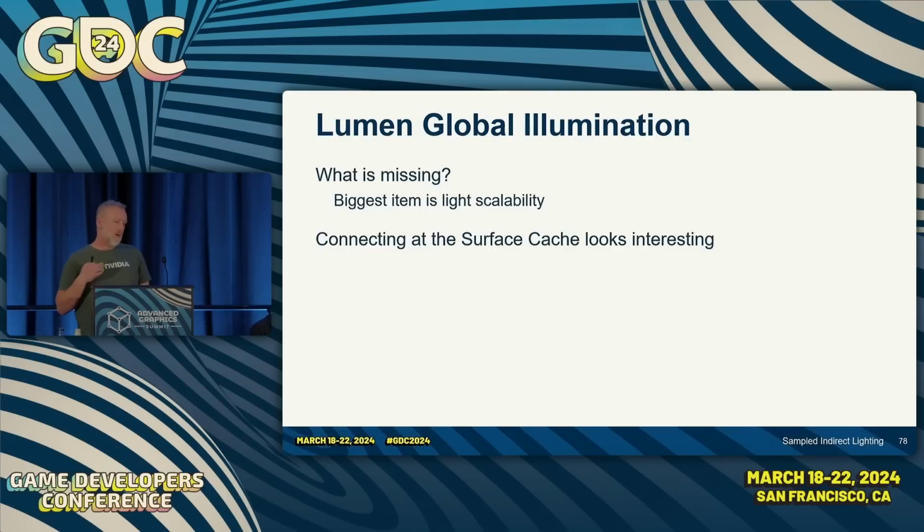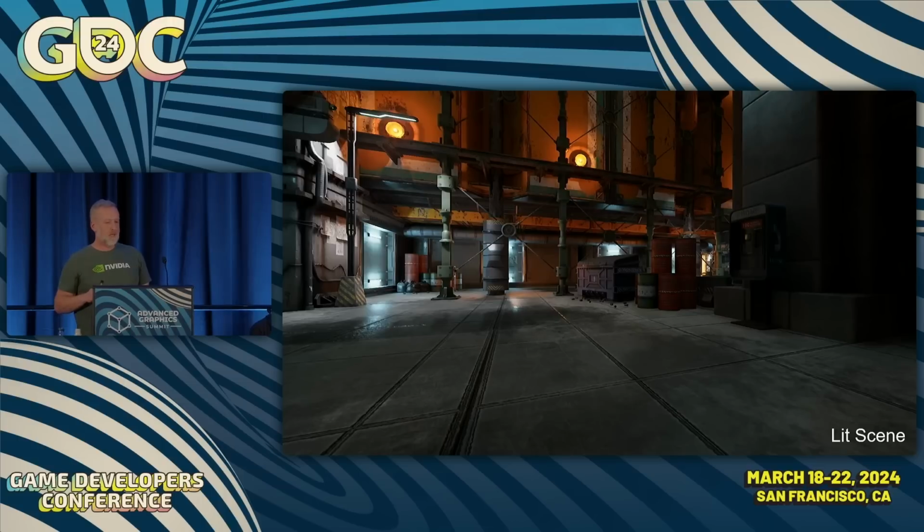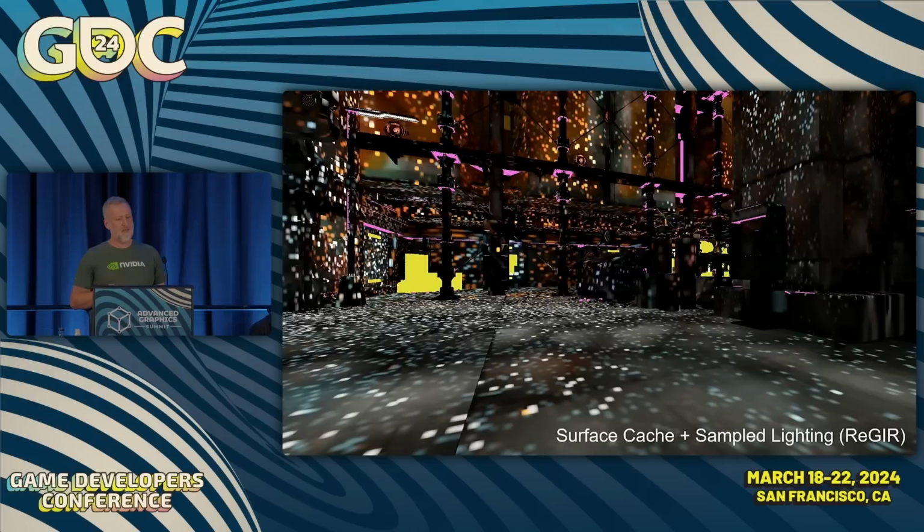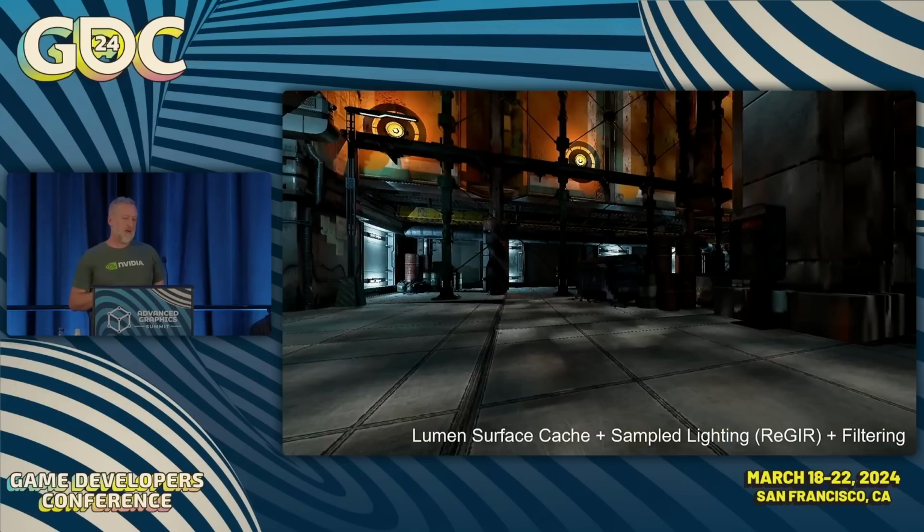So why don't we do this interesting thing of connecting at the surface cache? This looks like a really interesting point. So let's take a look at this lit scene, and then let's look at what the surface cache looks like in this lit scene. In this lit scene, we've got sort of a low-res version of the scene, and a low-res version of the lighting. Now let's go ahead and do sample lighting with ReSTIR, and you'll see that hey, we've got a noisy version of this. It's kind of extra noisy, but it's definitely doing the right lighting. And now, if we look at it with the filtering and denoising that's already going to be happening to it anyway applied, we've got what looks like a pretty decent image.